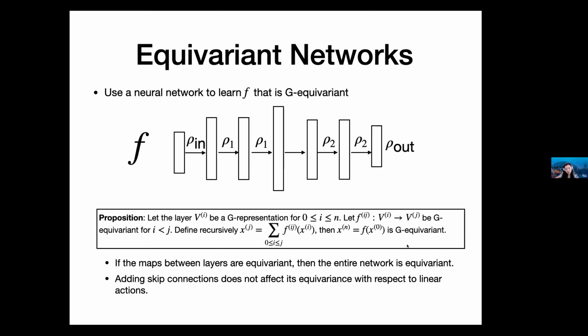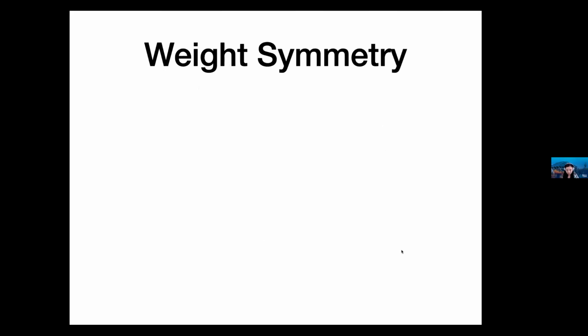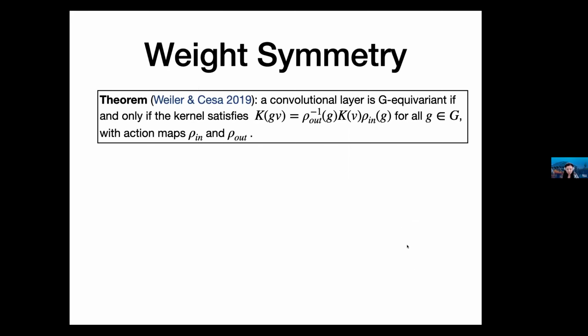But in terms of implementation, how can we ensure equivariance? The common way of constructing equivariance is actually through weight sharing, or weight symmetry. There is a theorem from Weiler and Cesa in 2019, which gives a hint on how we can construct convolutional layers that are equivariant with respect to a particular group. Essentially, for this group convolution operator, the kernel has to satisfy group invariance under conjugation.